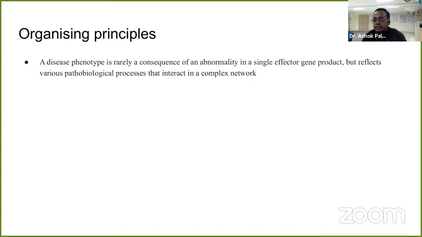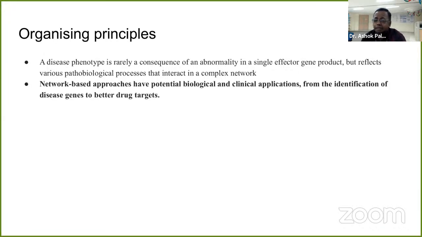So the first organizing principle in systems medicine is that a disease phenotype is rarely the consequence of a single gene aberration. Okay, it's not due to some error or mistake in the functioning of a single gene, but rather it reflects various pathobiological processes collectively that have some aberration going on. So they interact in a complex network, and there is something wrong that affects the phenotype of the network. It is not just about the single gene alone. So this is the new understanding that we have of a disease. And this seems like a much more natural definition of a disease.